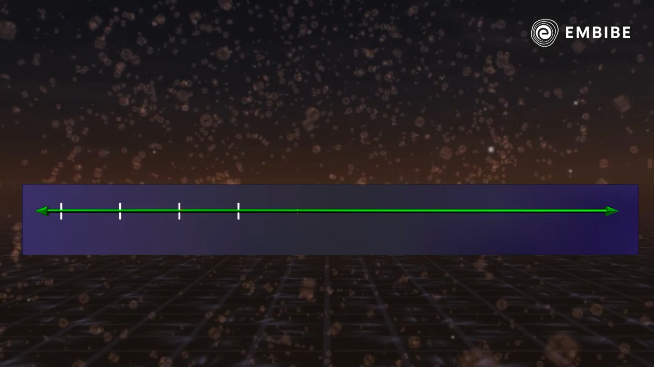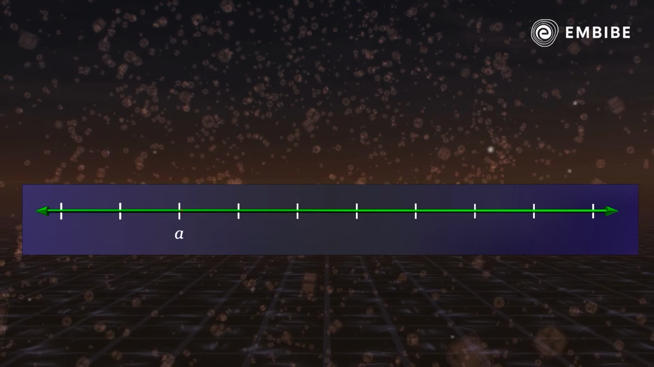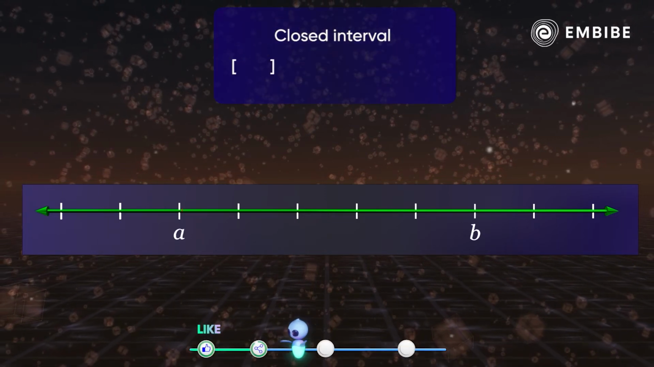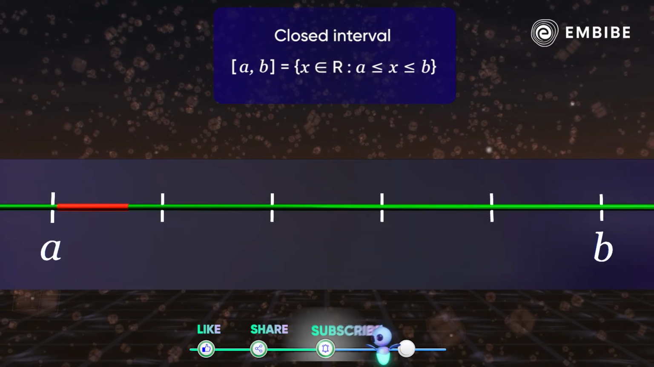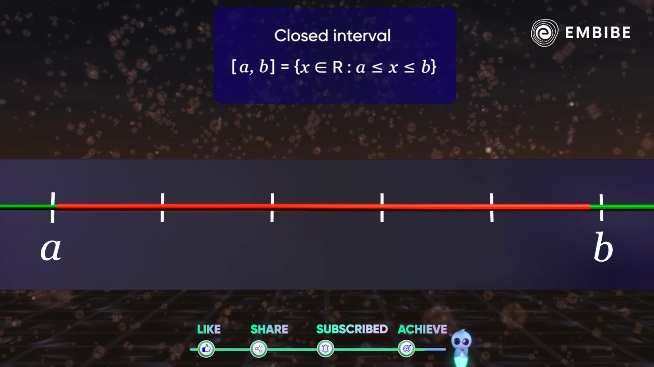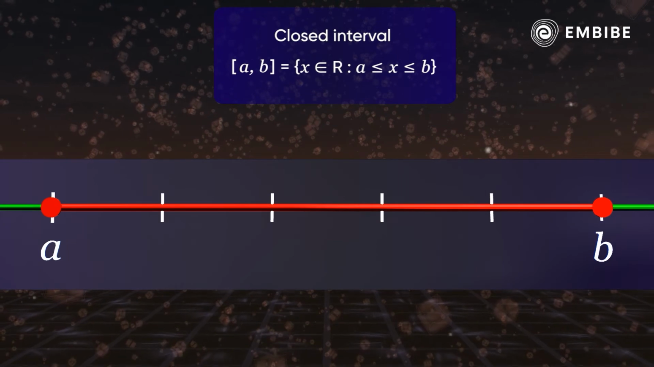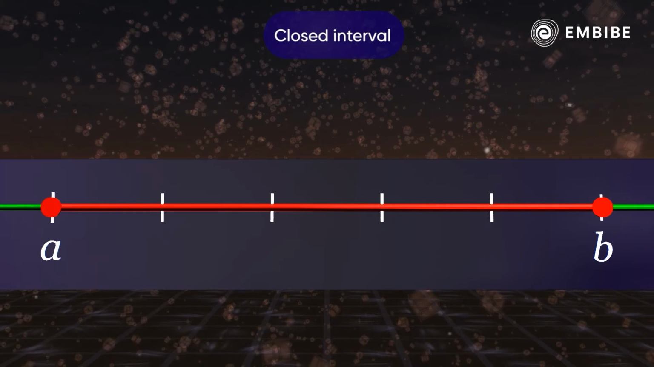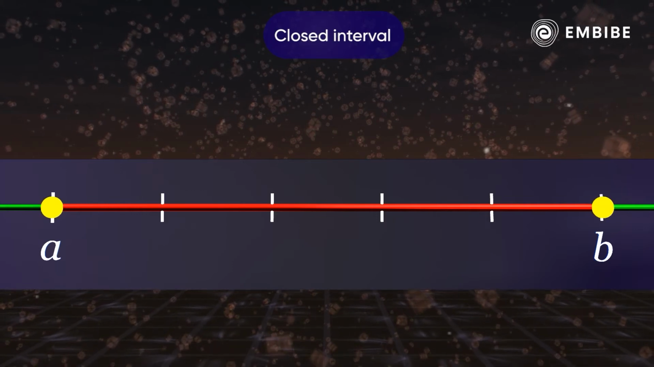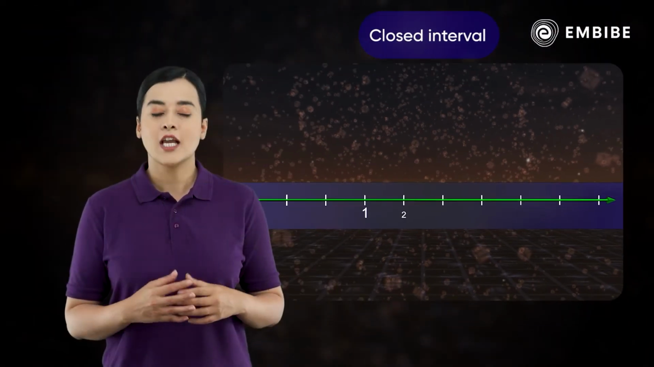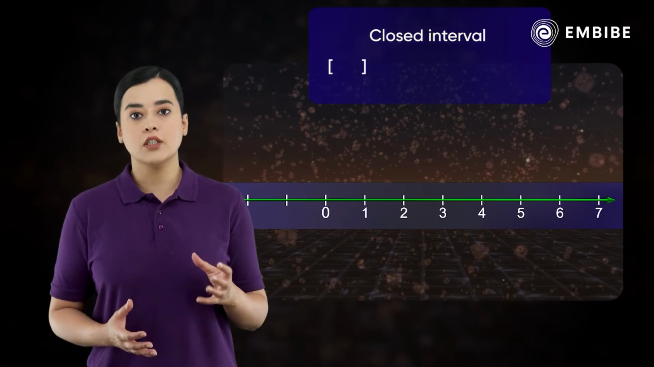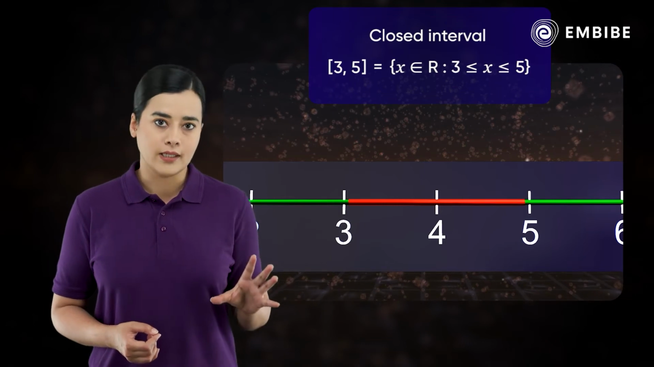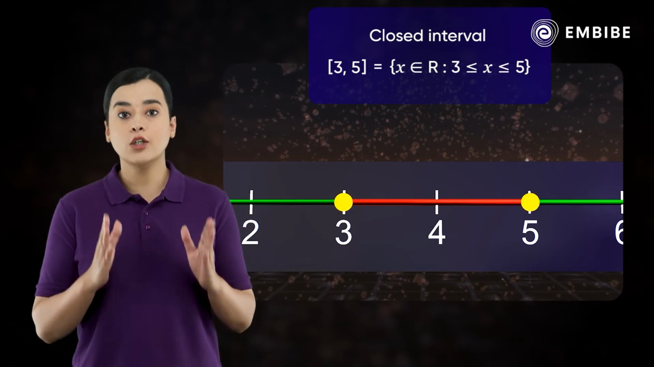Now, a similar interval that contains the endpoints also is called a closed interval and is denoted by square brackets [A, B]. That is, all the points between A and B, including the endpoints, belong to the closed interval [A, B]. On a number line, this can be shown with closed dots on the endpoints. For example, the closed interval [3, 5] has all the numbers between 3 and 5, including the endpoints.